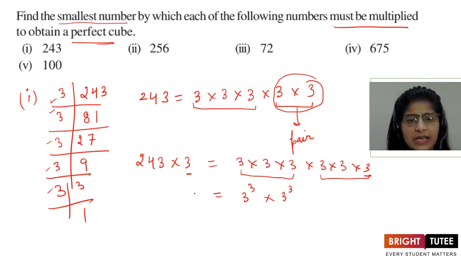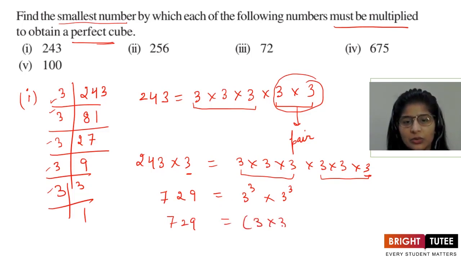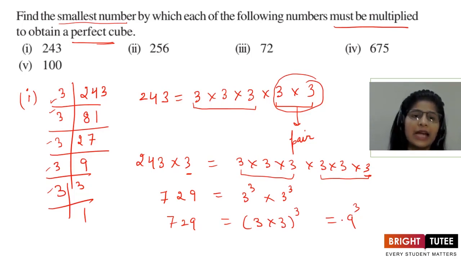Now here 3 3s are 9, 3 4s are 12, 1 is the carry, 3 2s are 6 and 1, 7. We get 729. So 729 can be written as 3 into 3 to the power 3, that is 9 to the power 3. So we see that 243 was not a perfect cube.